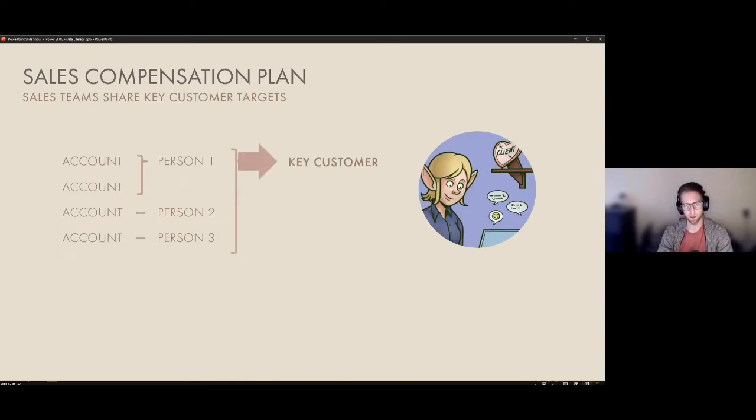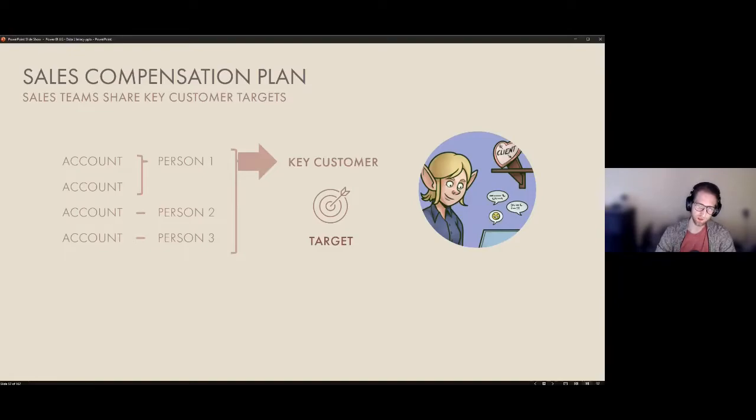So salesperson 1, 2, and 3 are all on the same team. They maintain that key customer group of those 4 accounts. And that's the level where we set our target. We have an aggregated target for our first year, for our first plan, because this is the first time we're doing this and we want the salespeople to work together in order to achieve this.